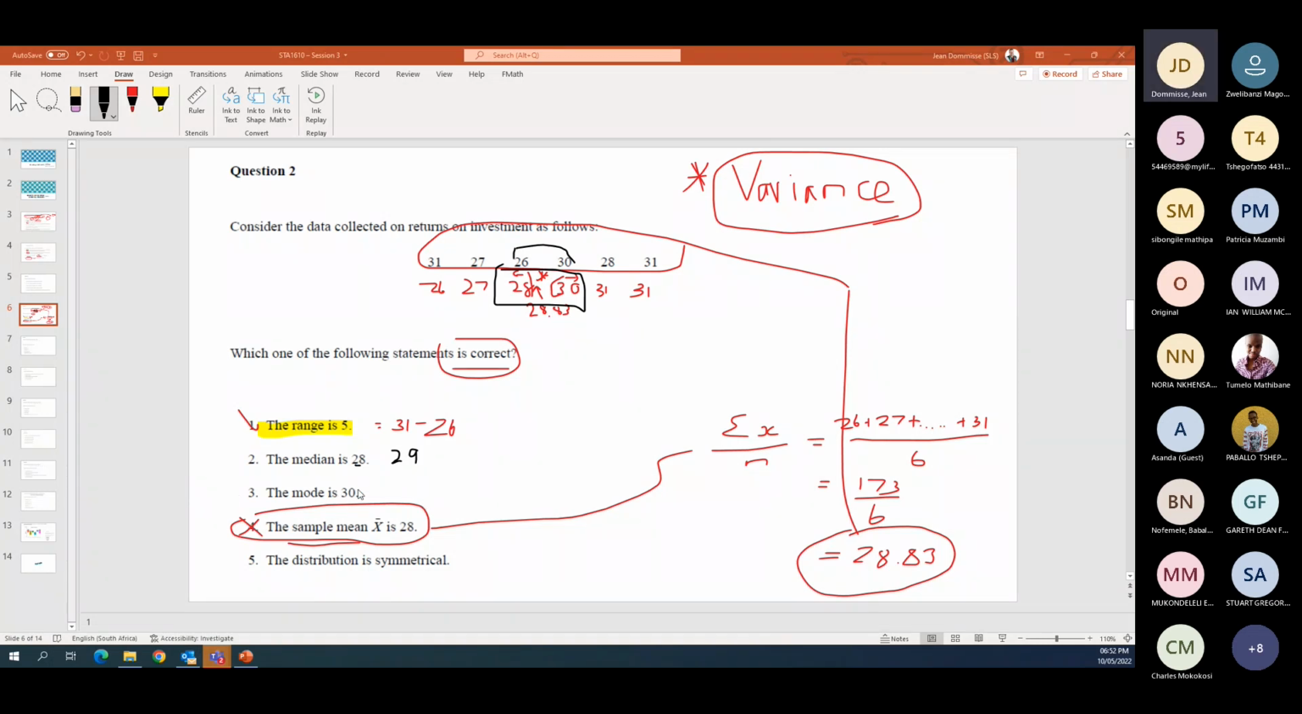The mode 30, so yeah, at least the mode, we know it's the one that happens the most, which is 51. So the mode was not 50, it should have been 31. The distribution is symmetrical. So for a distribution to be symmetrical, it needs to be bell-shaped.